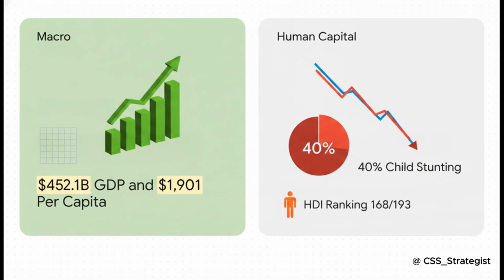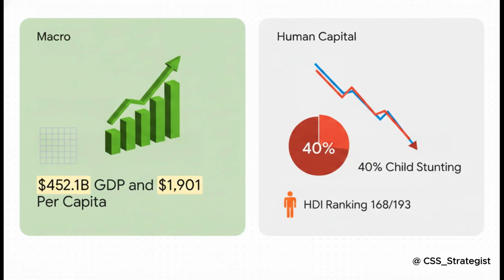Well, while the macroeconomic outlook shows a GDP hitting $452.1 billion and a slight rise in per capita income to about $1,901, there is a massive, massive deficit in actual living standards. Pakistan ranks 168th out of 193 countries on the Human Development Index. The World Bank quite literally calls this a silent, deep human capital crisis. A shocking 40% of children under 5 are stunted due to malnutrition.